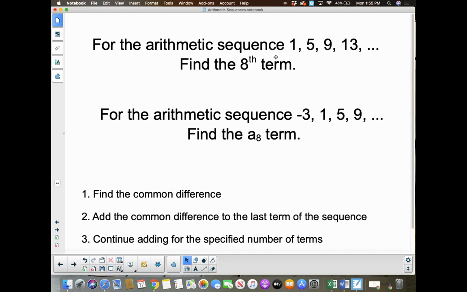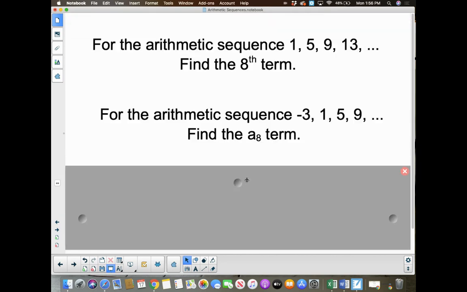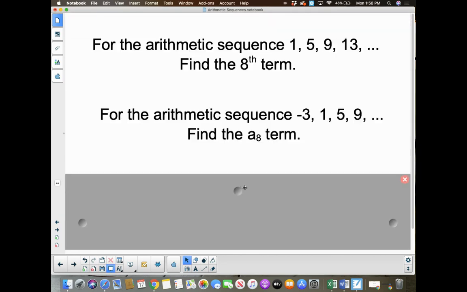So let me hide part of that. You don't need the directions down at the bottom. That's more for my CP level classes. All right, so go ahead and try these first 2 examples on being able to find the 8th term of the sequence. I haven't given you any formulas. If you notice, you have the first 4 terms, and you can simply just keep adding to find the 8th term. So go ahead and do so.